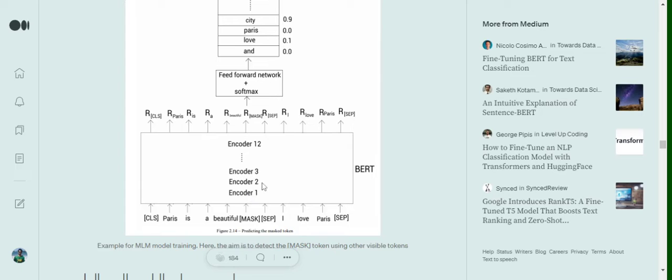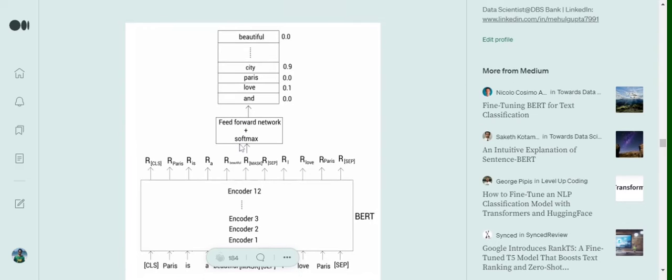Here we are. So encoder 1, encoder 2, encoder 3 represent those particular blocks. Now once it passes through BERT, we get certain embeddings for each of the tokens that we have. Now we know the position of the mask token. Eventually we will apply softmax plus FNN, feed forward network, to get the probability for all the possible tokens.